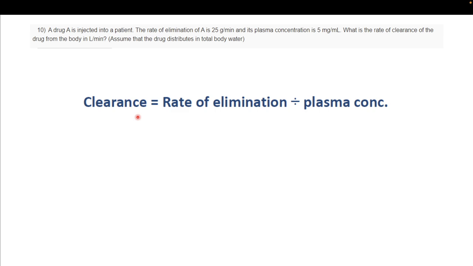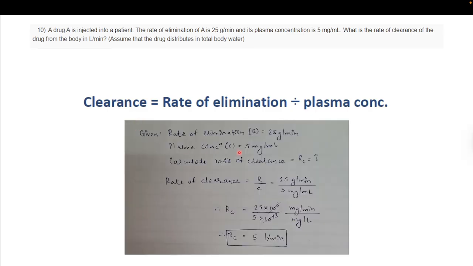So this is how clearance is related to rate of elimination and plasma concentration. We already have the values with us. The rate of elimination is 25 gram per minute, plasma concentration is 5 mg per ml, and we have to calculate the rate of clearance. Pretty straightforward. You just put it into this formula, dividing the rate of elimination by your plasma concentration. But the point to note here is you need to keep an eye out on the units, because we are supposed to give the answer in the unit liter per minute. We see that we have grams here and mg here, so make sure you keep an eye out on the units as well.